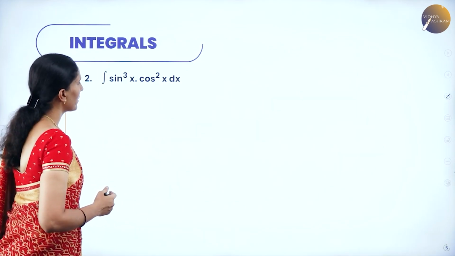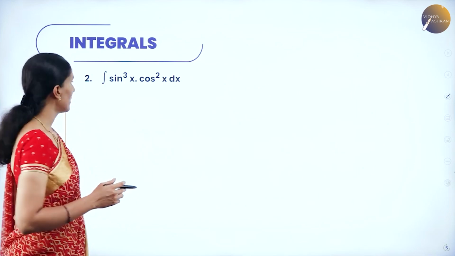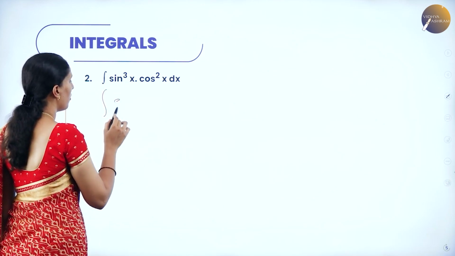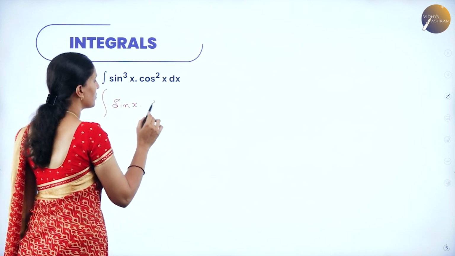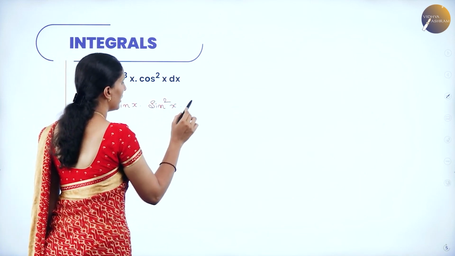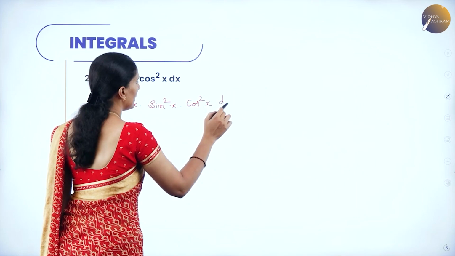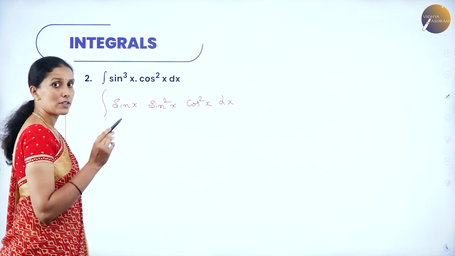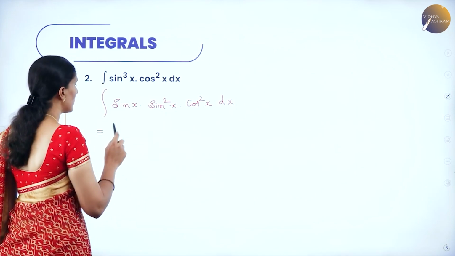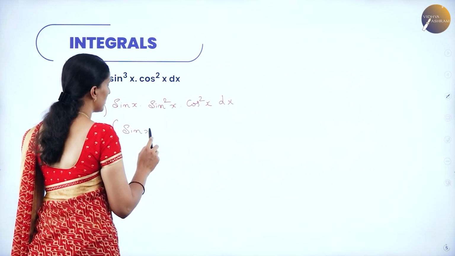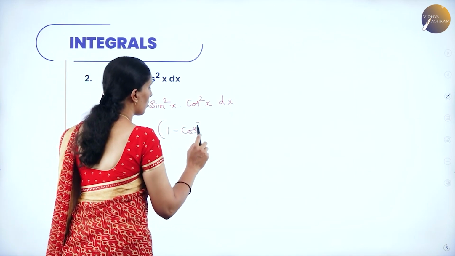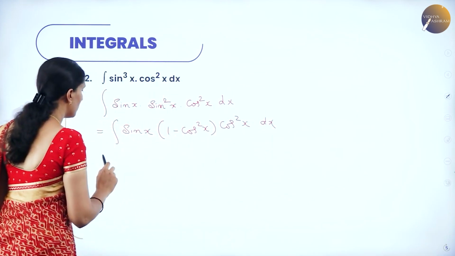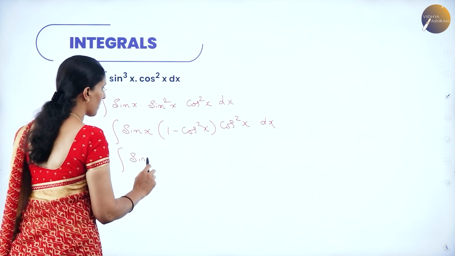Next, sine cube x into cos square x dx. Here let me write sine cube x in the form of sine x into sine square x into cos square x dx. We know that sine square x can be written as 1 minus cos square x. So therefore this can be written as sine x into 1 minus cos square x into cos square x dx. So here sine x.